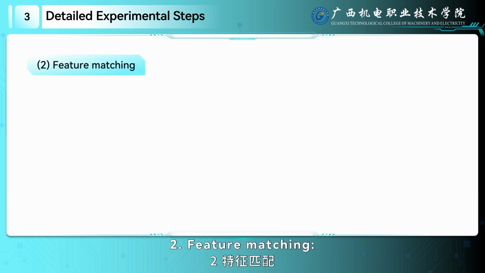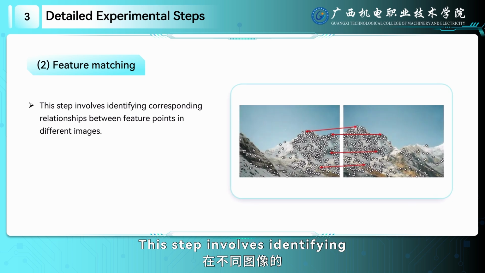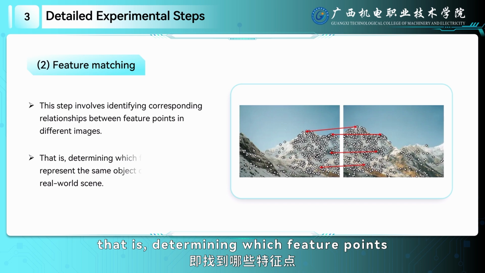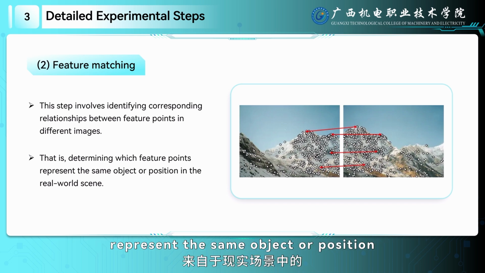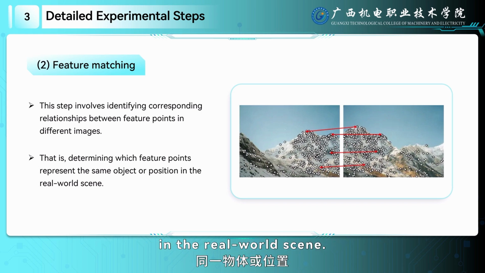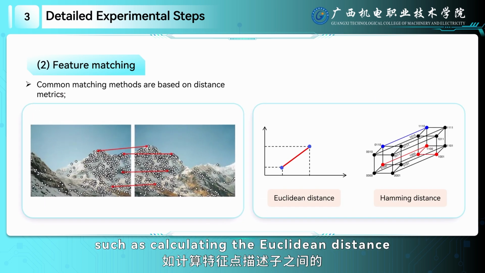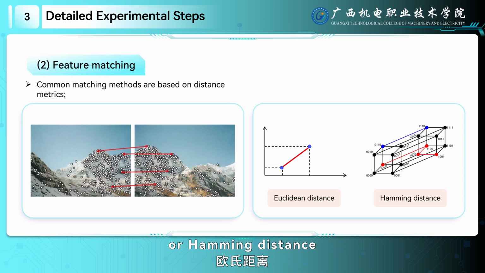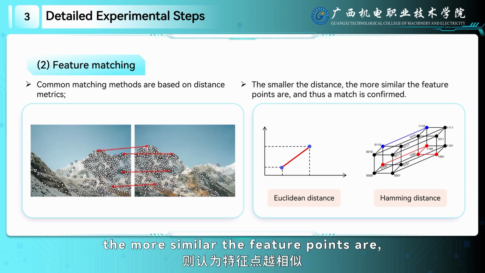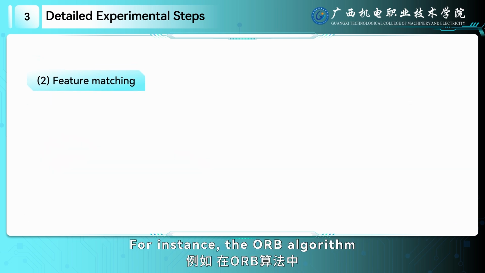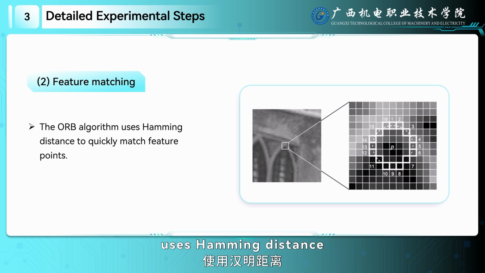2. Feature matching. This step involves identifying corresponding relationships between feature points in different images, that is, determining which feature points represent the same object or position in the real-world scene. Common matching methods are based on distance metrics, such as calculating the Euclidean distance or Hamming distance between feature point descriptors. The smaller the distance, the more similar the feature points are, and thus a match is confirmed. For instance, the ORB algorithm uses Hamming distance to quickly match feature points.